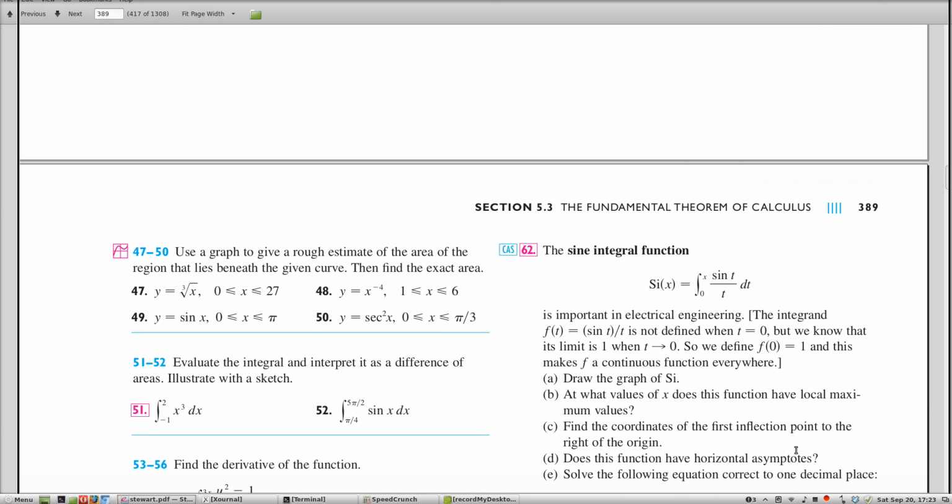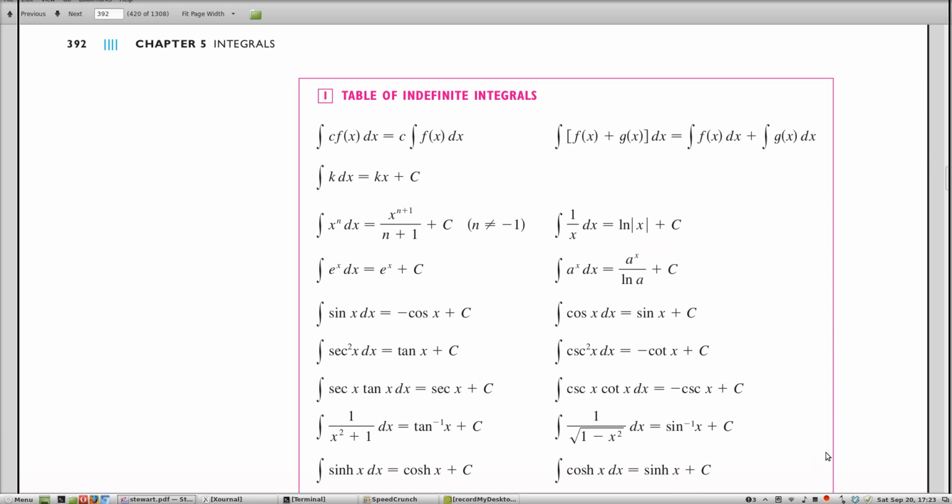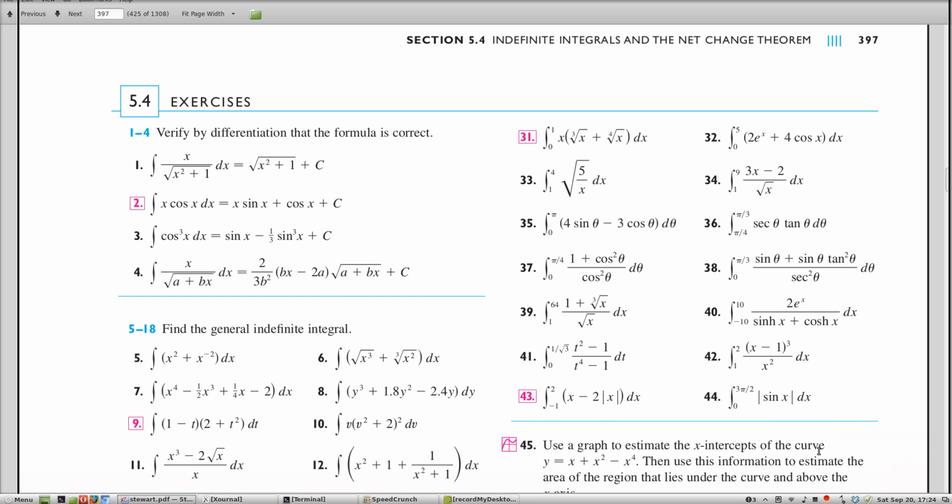Okay, so I'm declaring us done with this section. I'm going to pause it and go to the next section. I'm going to unpause it here for a second and point out that in this section, which I think is 5.4, there's a table of integrals. You can also print these off from the internet, of course. So this is the section on the Net Change Theorem.